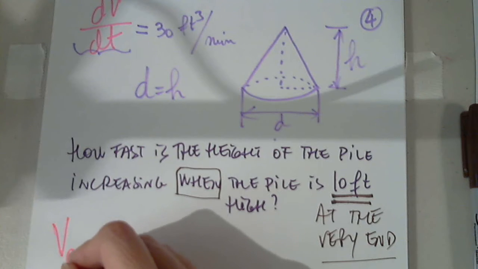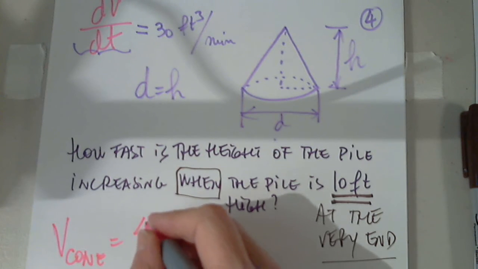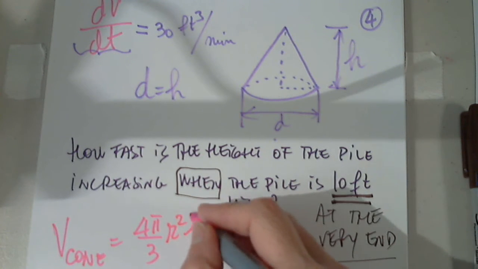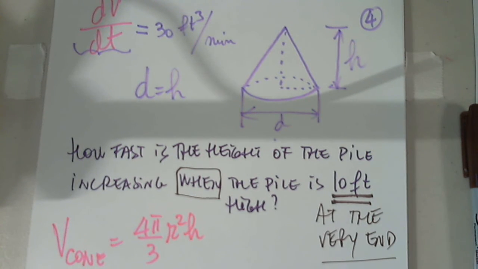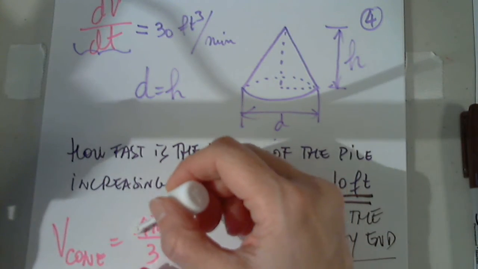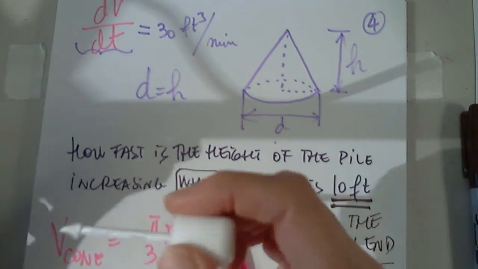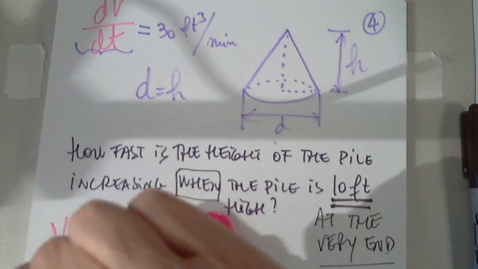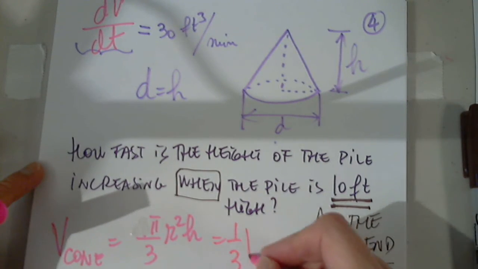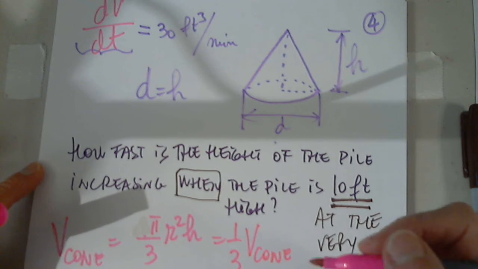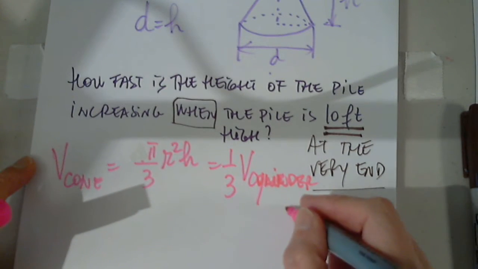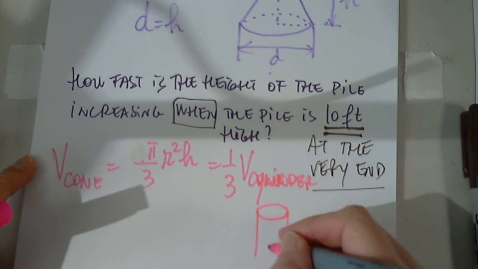So now we have to look at the volume of a cone. 4 pi over 3 r squared h. No, that's a sphere with 4 pi. So it's pi over 3 r squared h. This is how we should remember it always: 1/3 of the volume of a cylinder. I meant cylinder. So a cylinder, that's how I remember those.